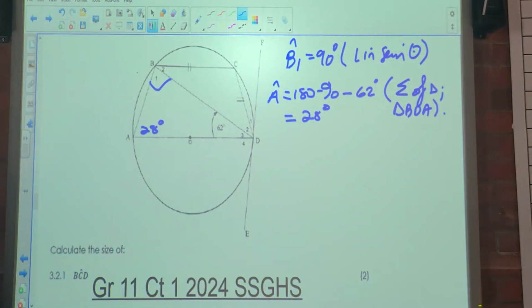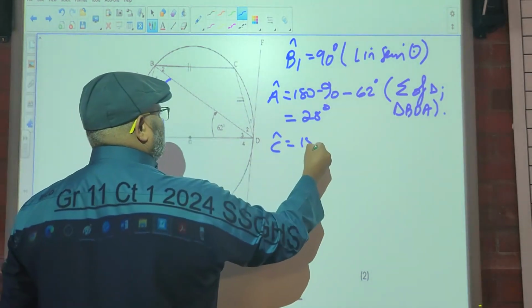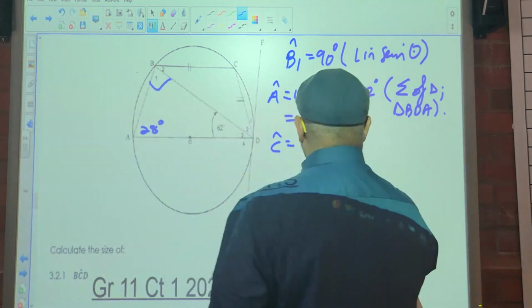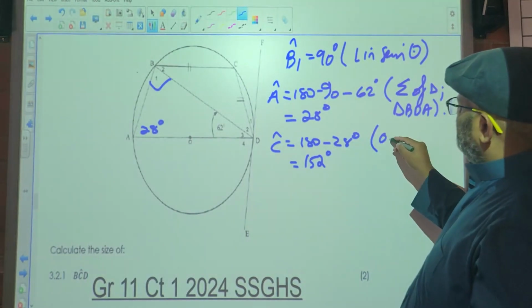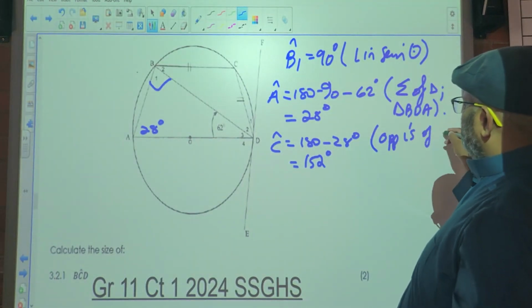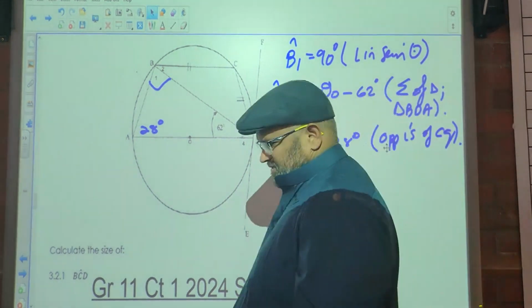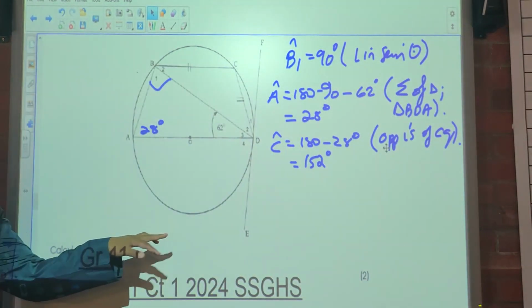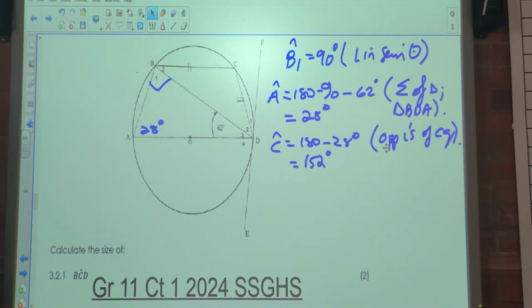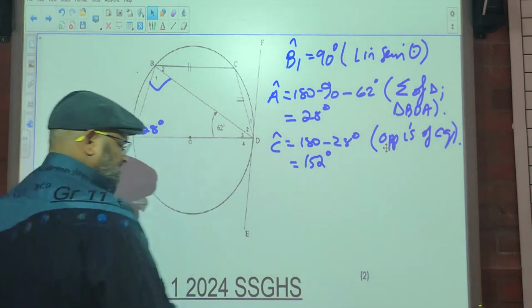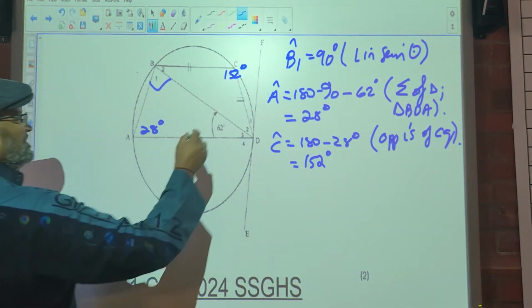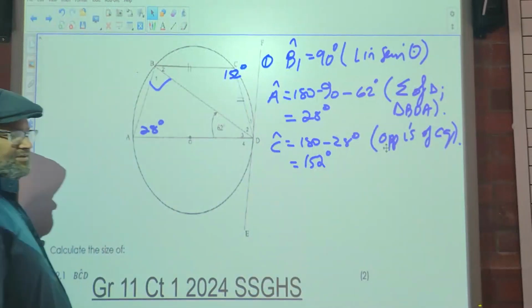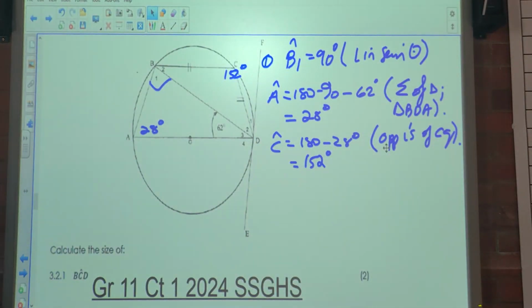Have I answered the question? No. How do I get then angle C? 180 minus 28 degrees, which is 152. Reason? Opposite angles are supplementary. I think that marks it a bit too little for all of that work, but okay, it is what it is. Any confusion there?